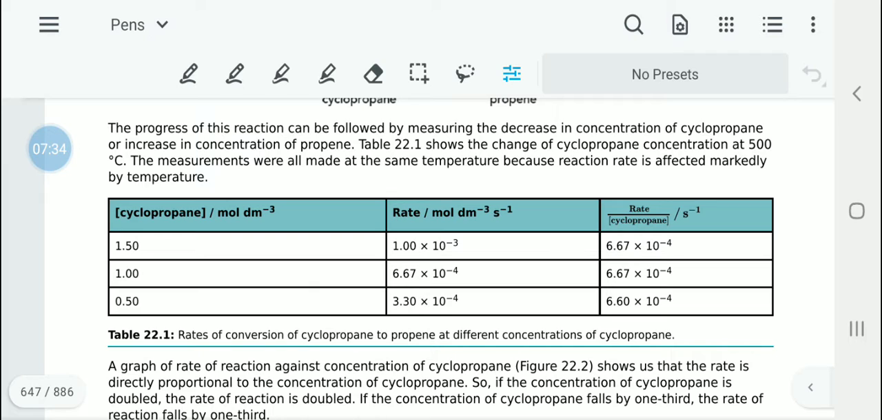Then when the cyclopropane concentration is 0.50, the rate has reduced further to 3.30 into 10 to the power minus 4. But the rate upon cyclopropane concentration has remained almost steady at 6.60 into 10 to the power minus 4.